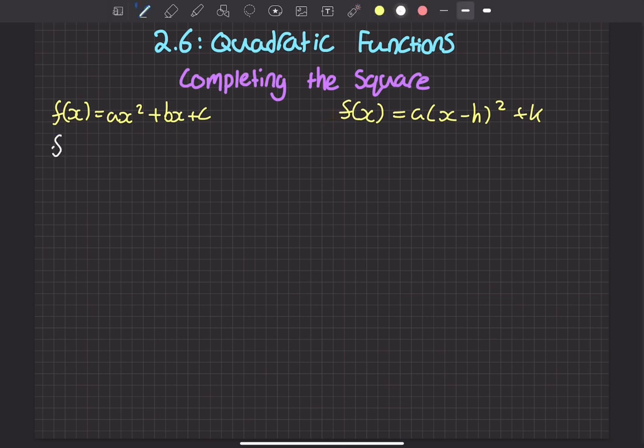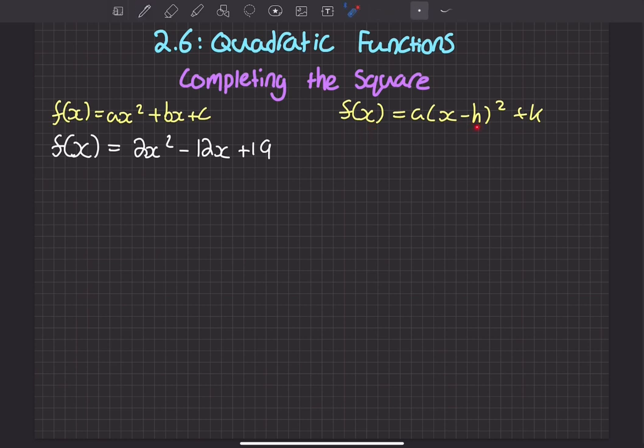Let's have a demonstration. So we'll use the function that we used last time, 2x squared minus 12x plus 19. Now, last time we had this expressed in vertex form and we changed it to standard form. So now let's take the standard form and put it back into vertex form. And how can we do this?